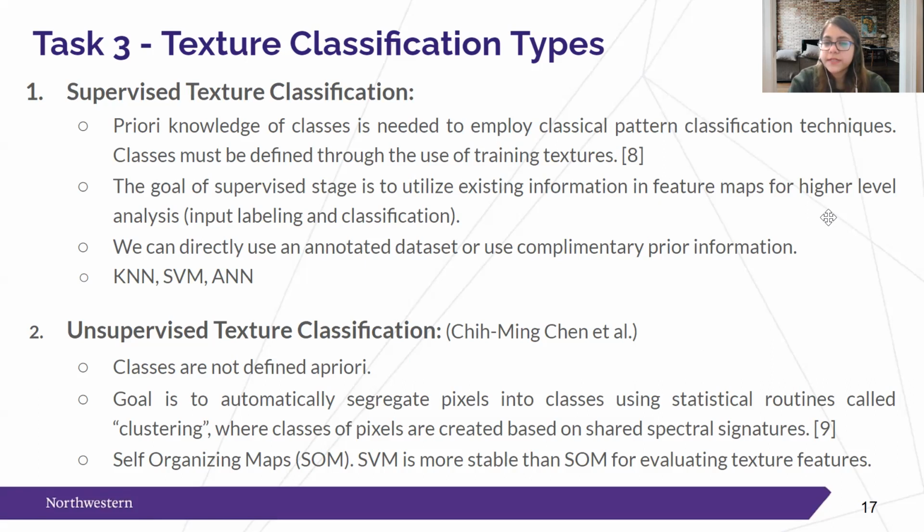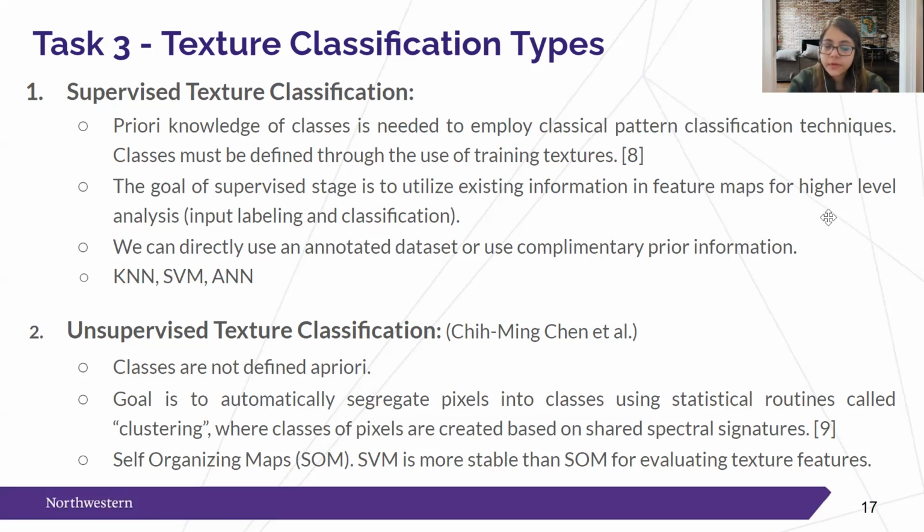So the goal of the supervised stage is to take the existing information that we have for higher level analysis, and we can directly use annotated data sets or we can annotate them manually. So KNN, SVM, and ANN are some common supervised techniques of classification. And in unsupervised texture classification, we don't have prior knowledge of the classes. And the goal here is to automatically segregate the pixels into statistical regions, which is known as clustering.